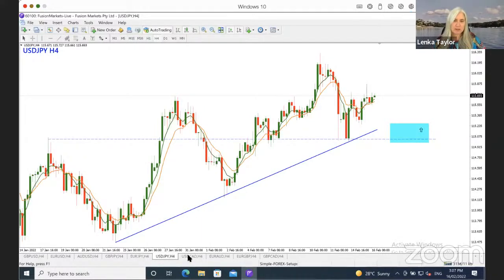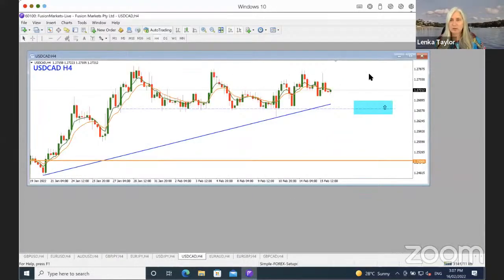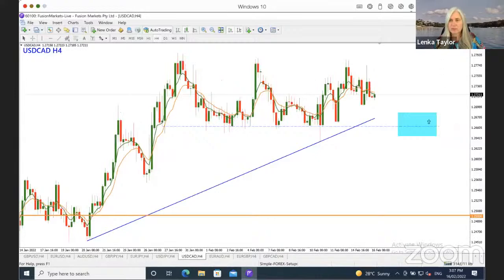Next currency pair is USD CAD. Sorry, my computer is just frozen at the moment. Okay, here we go. Back to business.